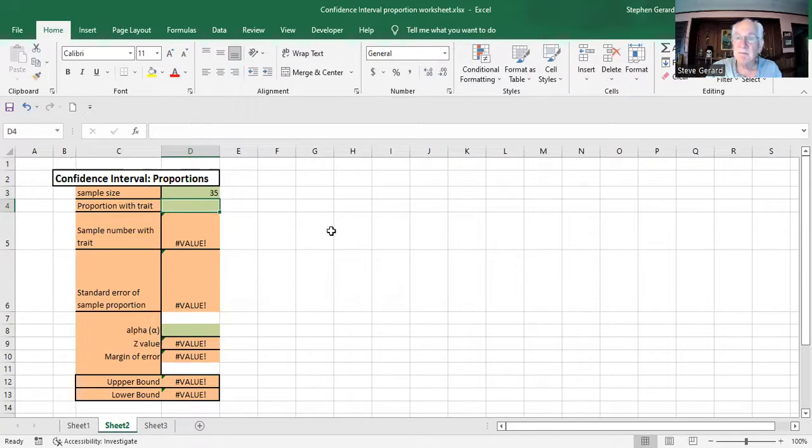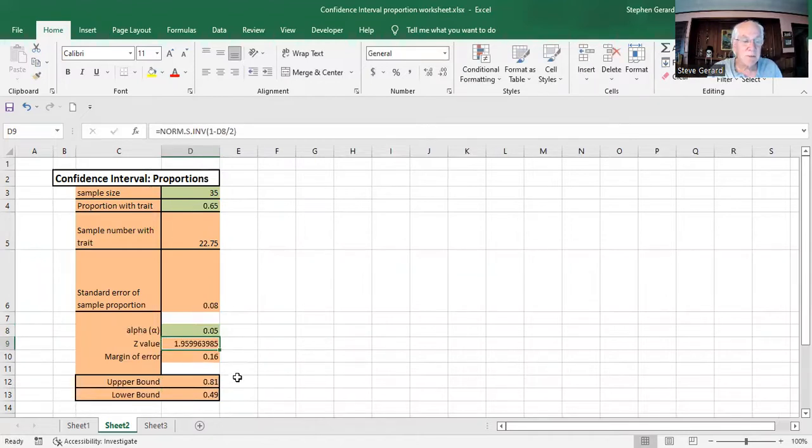Now, you get this from your sample. For instance, in the example I was using in the lecture, I said 65% of my students are female. If that's my sample and I'm trying to infer to a population, I start off with 0.65. That's my proportion that has a trait. And I want to check the confidence interval at the 0.05 level. I put that in and bang.